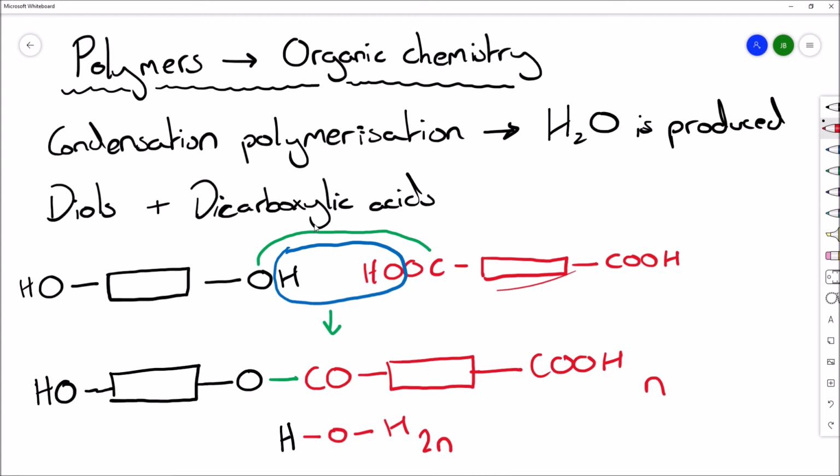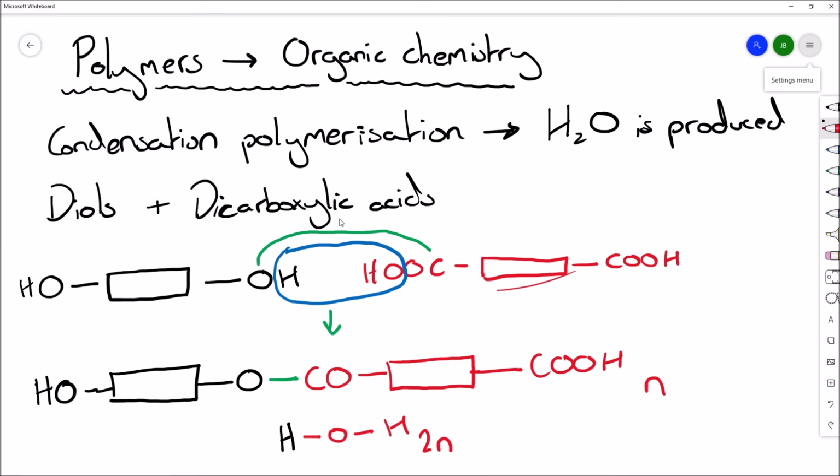They can be any diol. It could be diethanol or diethanoic acid. It could be diheptanoic acid, dodecanoic acid, whatever you want. But remember, as I said, we can put the box in there because we're not changing the carbon chain. It is just the functional group that we're focusing on.